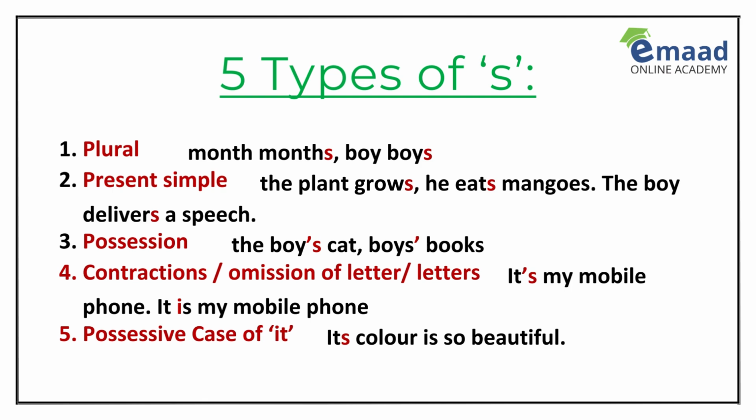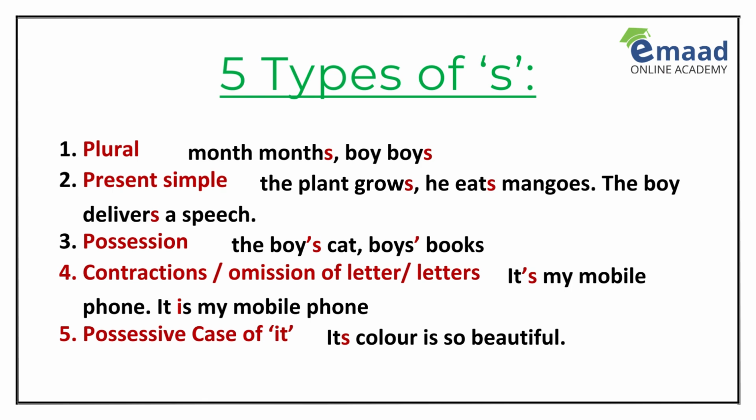Then comes the second type of S, which is used in the present simple or present indefinite tense, like the plant grows, he eats mangoes, the boy delivers a speech. This type of S we use with a singular noun as a subject, or when there is a third person singular pronoun in the subject of a sentence in the present simple or present indefinite tense.